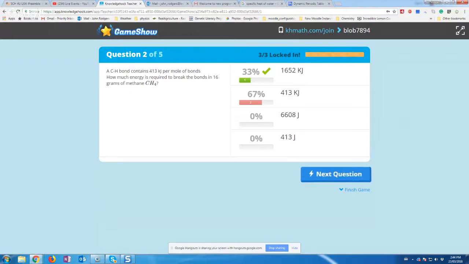I'm good now. Yeah, so we have 1 mole of methane. Each mole of methane has 4 carbon-hydrogen bonds. And so that means we have 4 times 413 kilojoules of energy released, because we actually have 4 moles of bonds.